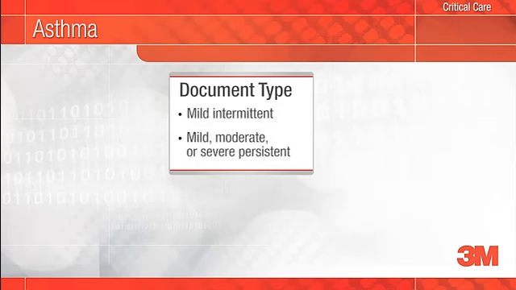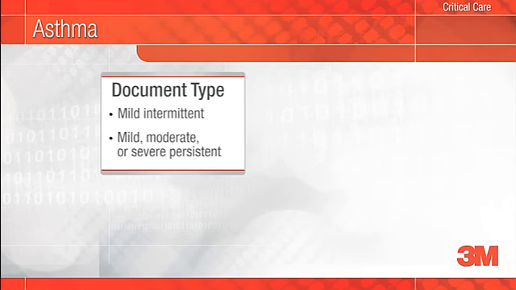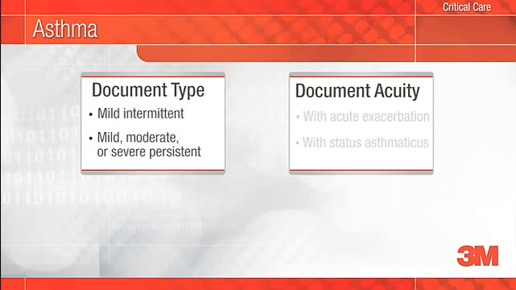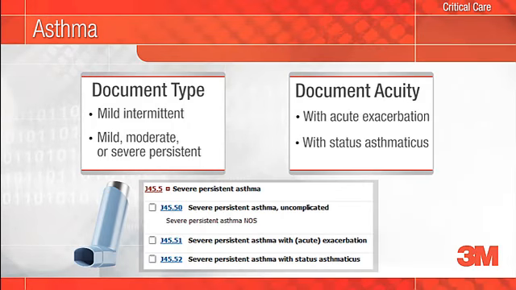Classification of asthma is an example of the use of updated terminology in ICD-10. Asthma is now classified as mild intermittent or mild, moderate, or severe persistent. Documentation of acuity remains unchanged from ICD-9. You should continue to document the presence of an acute exacerbation or status asthmaticus. For example, a diagnosis of severe persistent asthma with acute exacerbation is classified to J45.51.